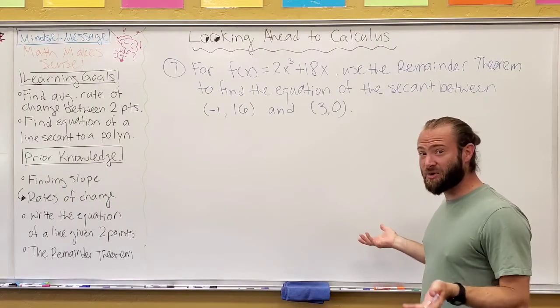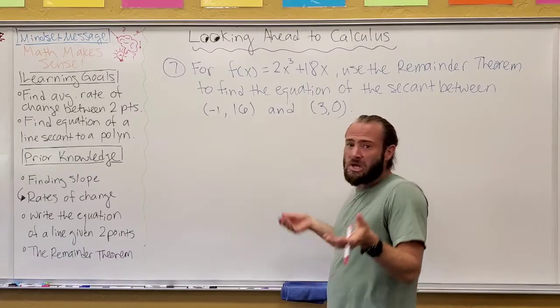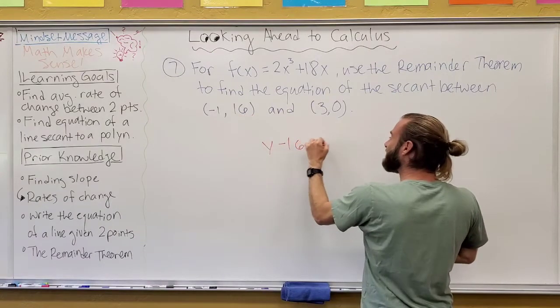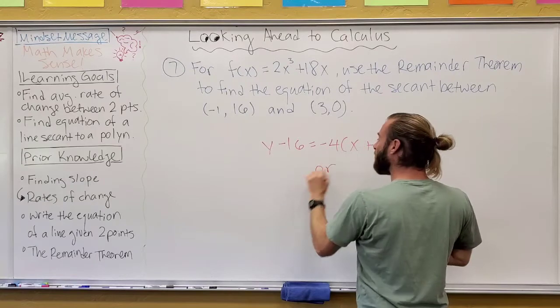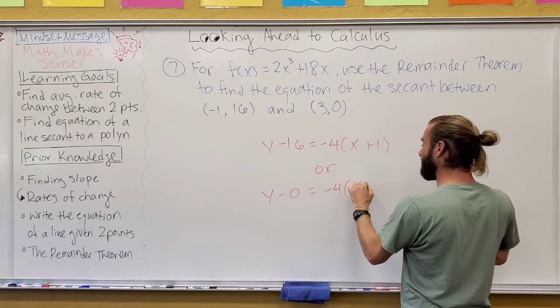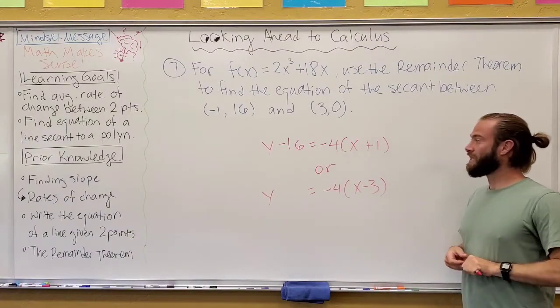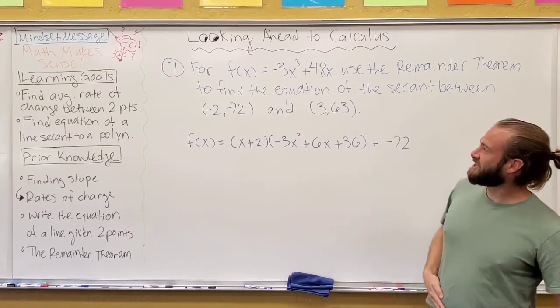And so our final equation, easiest way is to use point-slope form now that we know the slope. Well, we already wrote these down before, but we'll write it again. y minus 16 equals negative 4 times x plus 1, or y minus 0 equals negative 4 times x minus 3, which the 0, of course, you can leave out if you want. And there we go. All right, folks, home stretch. Last thing for this lesson.